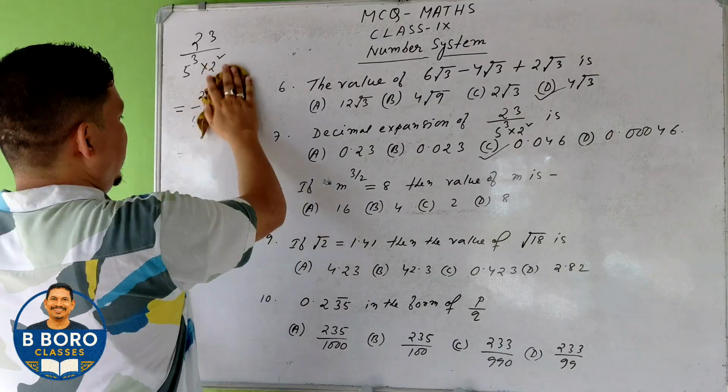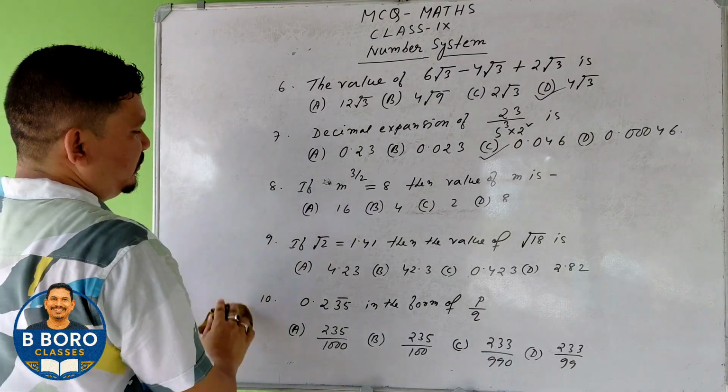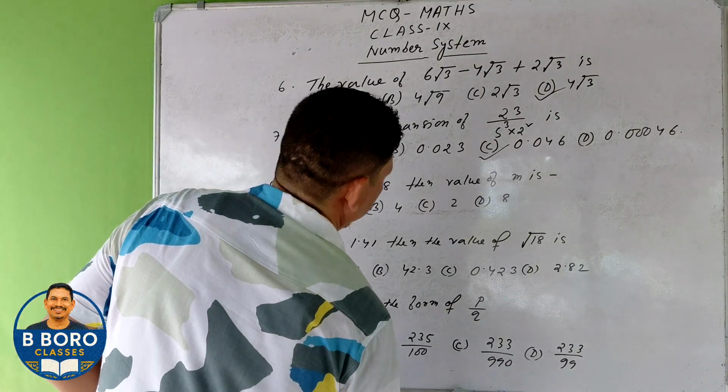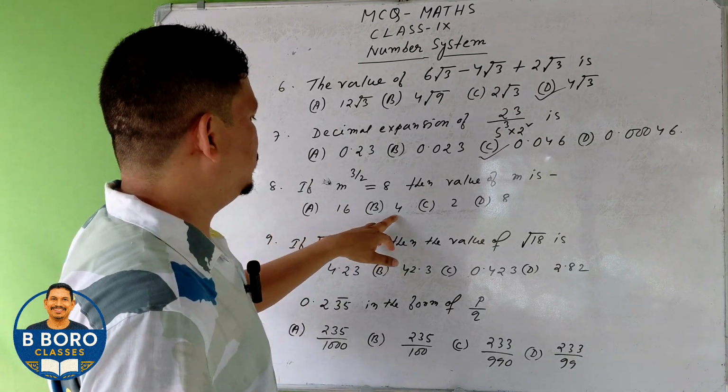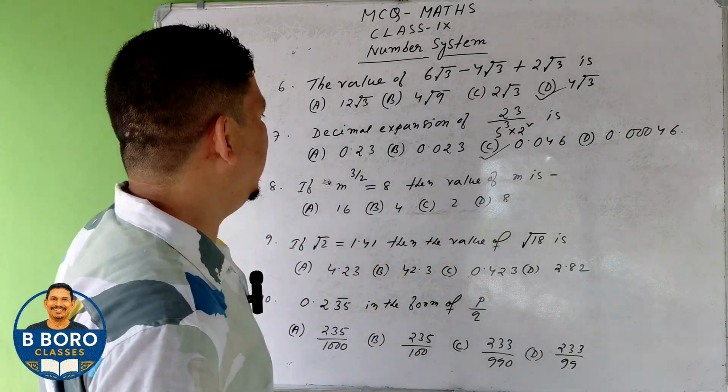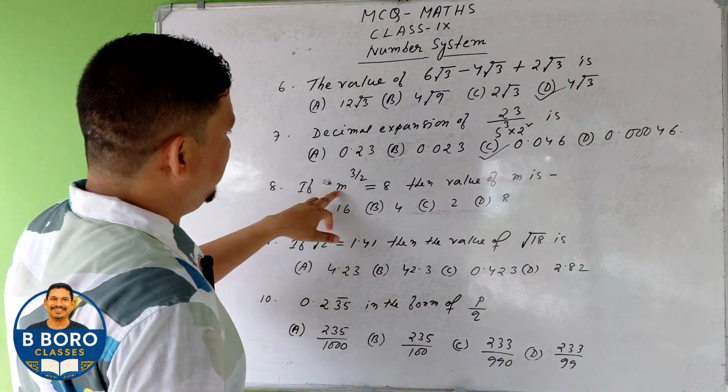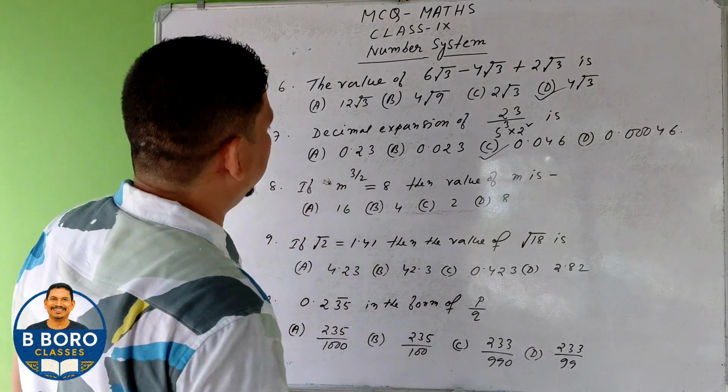So what is question number 8? If m to the power 3 by 2 equals 8, then find the value of m. We are given 4 options: option A 16, option B 4, option C 2, option D 8. So for what value of m is m to the power 3 by 2 equal to 8?